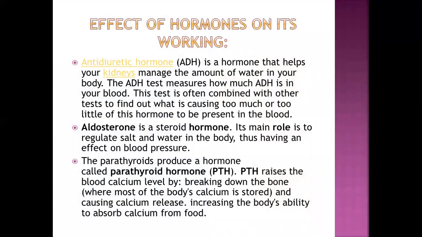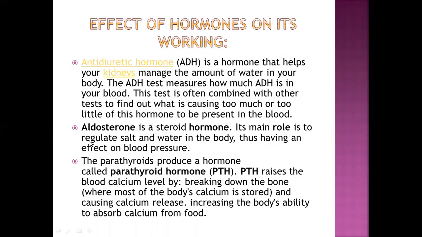After that, how many hormones are there which can affect the working of the kidney? There are three hormones. One is antidiuretic hormone, the other is aldosterone, and the third one is parathyroid hormone. First, antidiuretic hormone acts on the tubular sections of the kidney. It helps in the maintenance of water in your body. It checks the blood water level so that it can reabsorb water from the urine into the blood.